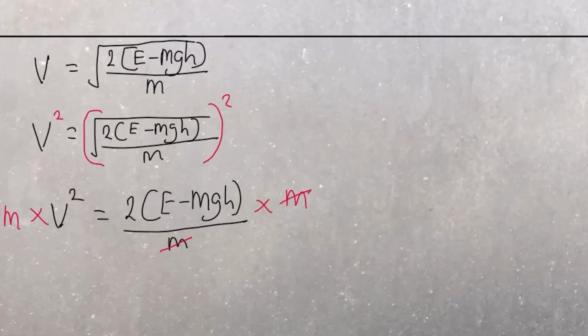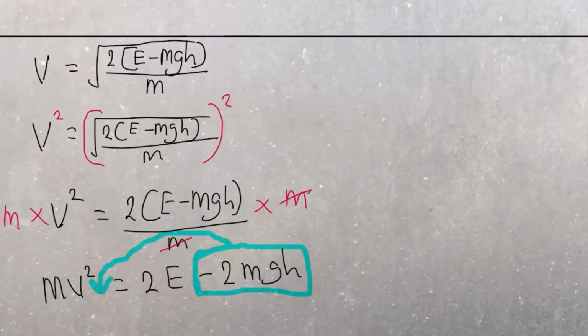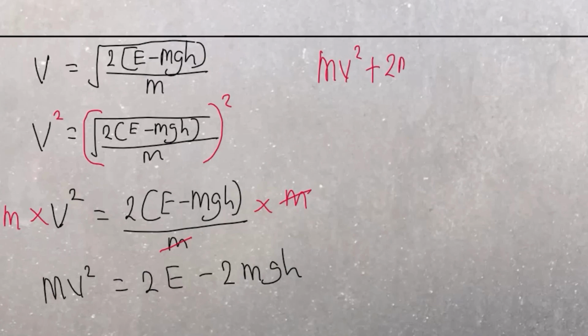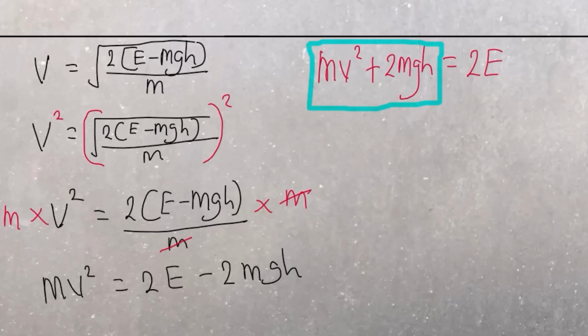M will cancel m. Then we have mv squared equal to, we have to expand this. 2 times e is 2e, and 2 times minus mgh is minus 2mgh. Minus 2mgh will move to the other side. Then we have mv squared plus 2mgh equal to 2e. We want m to be the subject of the formula, so we have to factorize this expression. Let's quickly do it here.